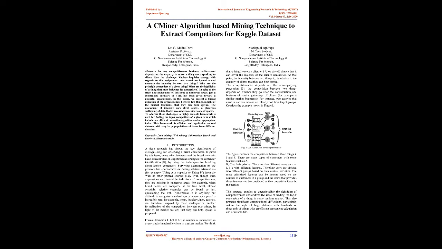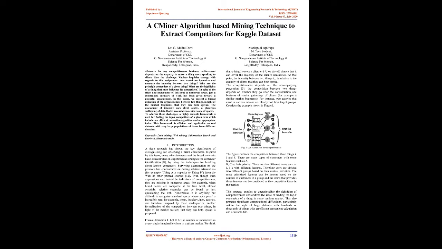Abstract: In any competitive business, achievement depends on the capacity to make a thing more appealing to customers than the challenge. Various questions arise with regard to this assignment. How do we formalize and measure the intensity of competition between two things? Who are the principal contenders of a given thing? What are the features of a thing that most influence its competition? In spite of the effect and importance of this issue to numerous areas, only a limited amount of work has been given toward an effective solution.